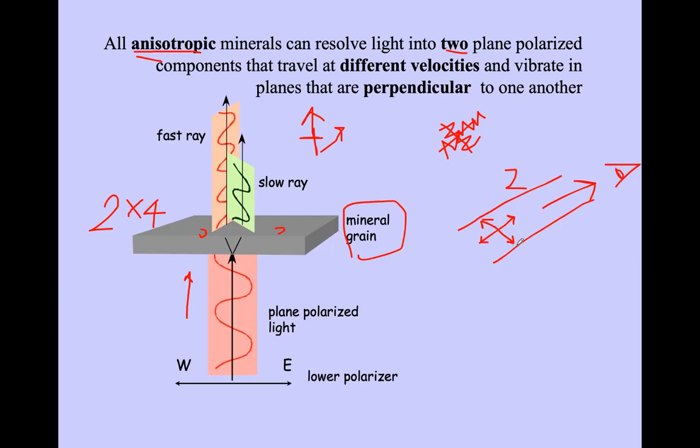Okay, two vibration directions. The split light ray will be vibrating in two directions. So we call one ray the slow ray and the other the fast ray, because their frequencies are different. One ray is lagging behind the other one. As soon as they go out from the mineral, they go into different velocities, right?